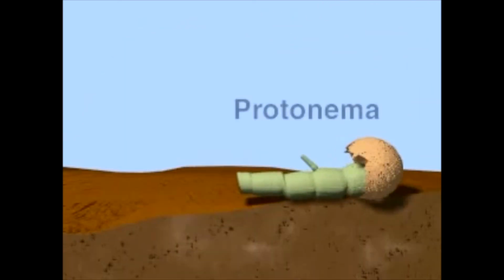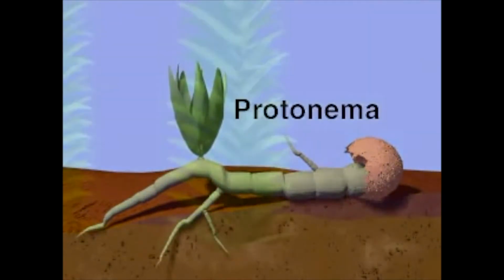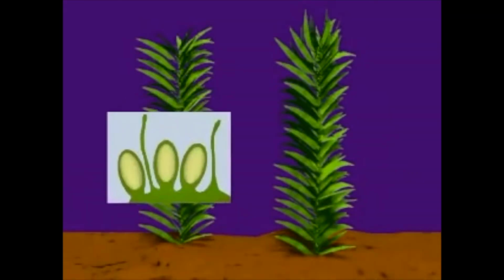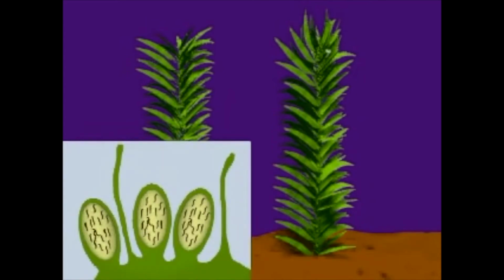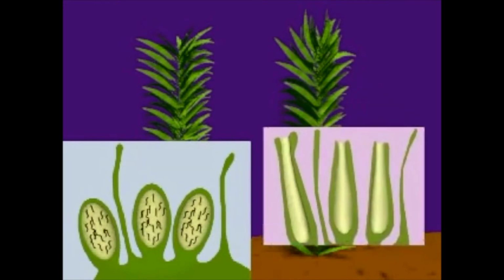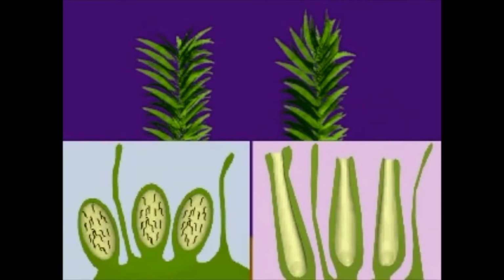A spore germinates to form a protonema. The antheridium develops on the male gametophyte. Sperm form within the antheridium. The archegonium develops on the female gametophyte. An egg forms within the archegonium.